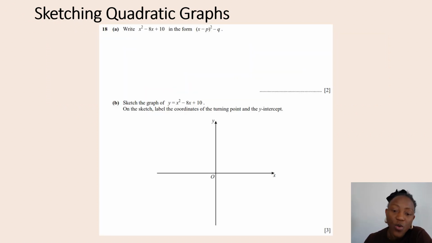Now, here we've been asked to write x squared minus 8x plus 10 in the form x minus p all squared minus q. Remember what I said the last time. When you're asked to do this, you're asked to complete the square on the quadratic. So let's get right into that.